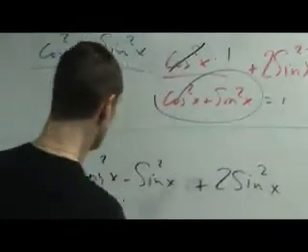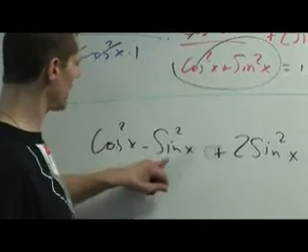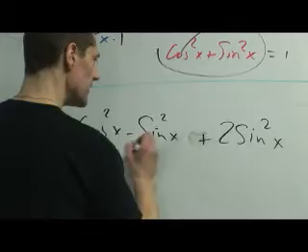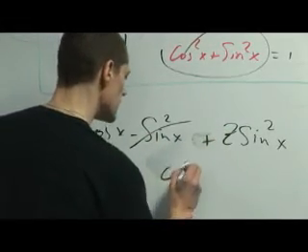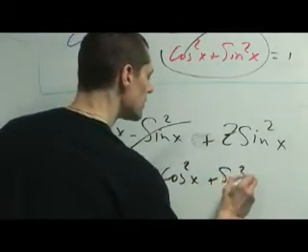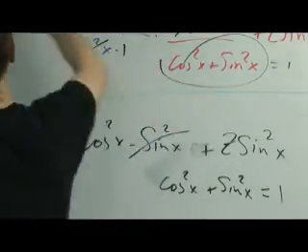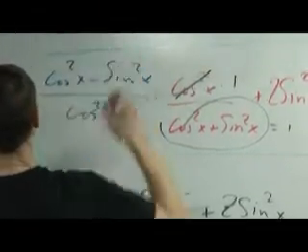At this point, I have cosine squared x minus sine squared x plus 2 sine squared x. This takes off one of these. We have cosine squared x plus sine squared x. This is just equal to 1. So this whole thing was equal to 1.